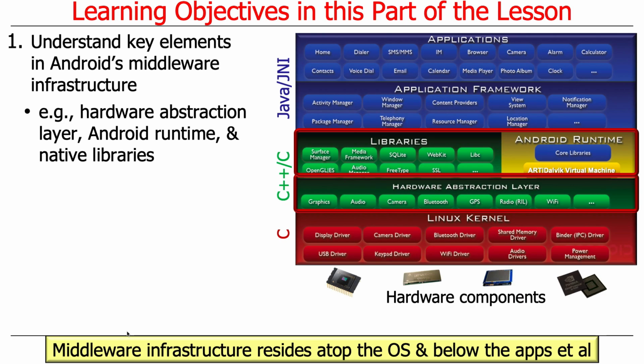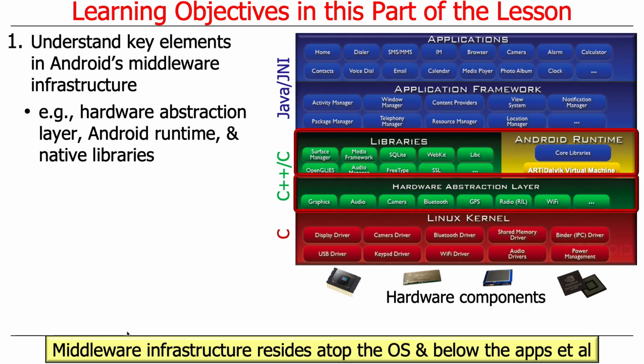And so I'll start by talking about some of the middleware infrastructure, the hardware abstraction layer, the Android Runtime, and native libraries, which are all part of this set of layers. And you'll see that this middleware infrastructure resides atop the Android Linux kernel, but below the applications and application framework. So it's kind of in the middle, which is why it's middleware. We'll see that there's other pieces of middleware too, but this is the infrastructure parts.